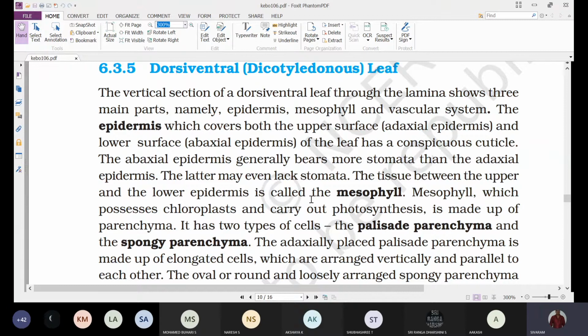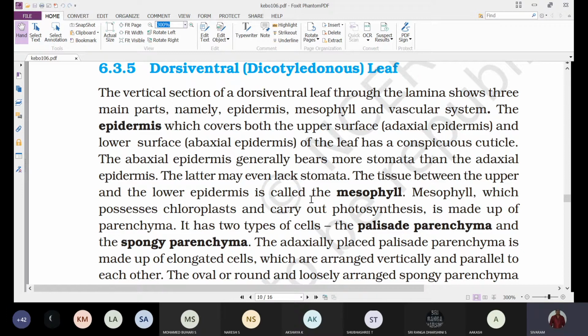So the vertical section of a dorsiventral leaf through the lamina shows three main parts. When you observe the transverse section of a leaf through the lamina, we can observe three main parts, namely epidermis, mesophyll, and vascular system. The first one is epidermis, the second one is mesophyll, and the third one is vascular bundle.